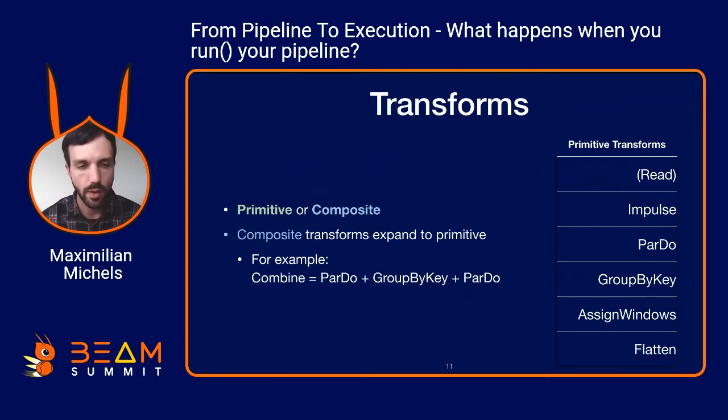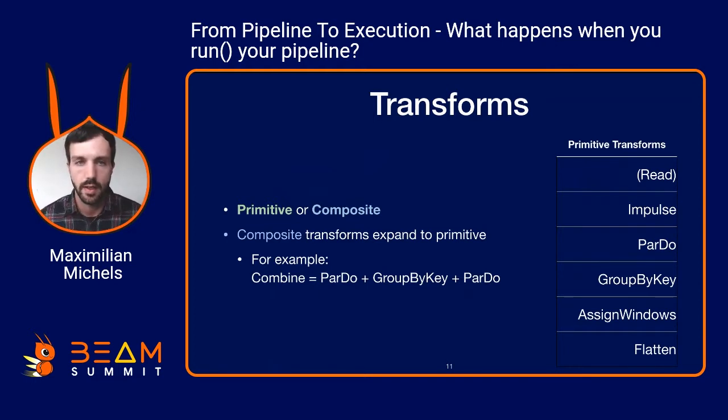Composite transforms expand into primitive ones. For example, if you do a Combine, then often you have a ParDo, a GroupByKey, and a ParDo, which would be like running a word count, where you have your words as input. You first assign ones to them, you group by key, well, by word, and then you sum up the values.